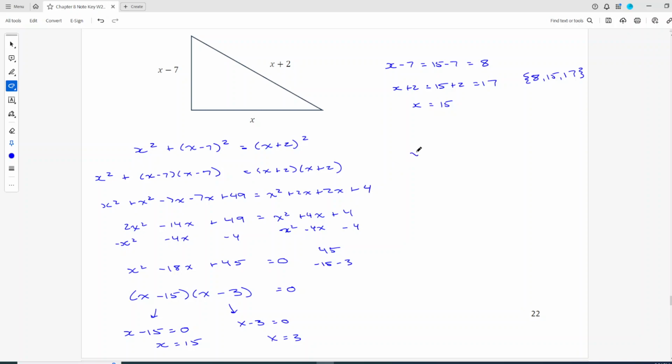Now we have to do it again. So my other option is, because there's no reason to reject the 3, it's not negative, so we have to put it in again. So if I put x is 3, my other side length is 3 plus 2, which is 5. But then I've got 3 minus 7 is negative 4. I can't have a negative length, so I'm going to reject these solutions. And my only solution is 8, 15, and 17 are my side lengths. Okay, so that is the Pythagorean theorem application.